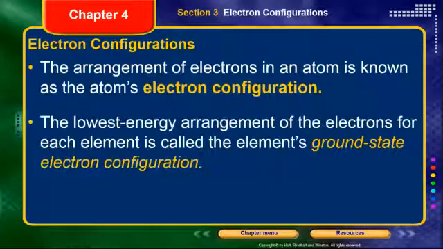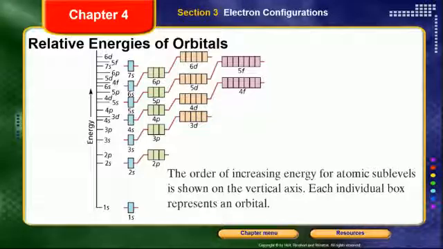Let's start with electron configurations. If we just look at the basic words there, configuration is the arrangement of electrons in an atom. The lowest energy arrangement of the electrons for each element is called the element's ground state electron configuration. If we don't have any excited electrons whatsoever, every single electron is in its lowest energy state, as low energy as is possible. That's considered the ground state electron configuration.